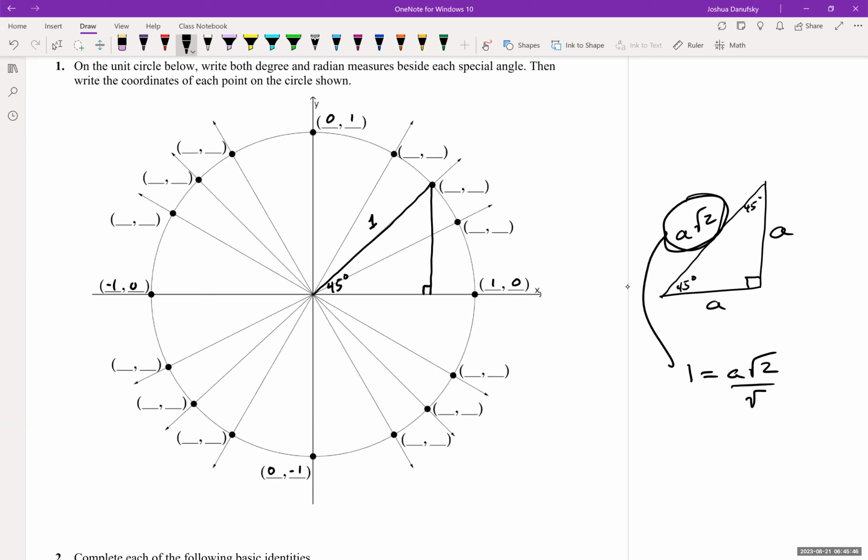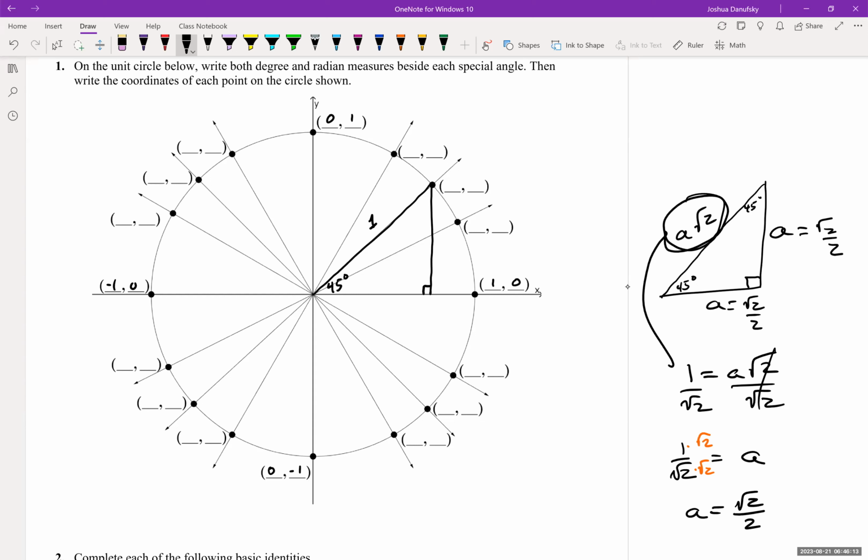If we divide both sides by root 2, we end up with A equaling 1 over the square root of 2. And of course, we can rationalize this. We can multiply by root 2 on the bottom and root 2 on top. And we end up with A equaling root 2 over 2. And so that's what we end up with here, root 2 over 2, and here, root 2 over 2.